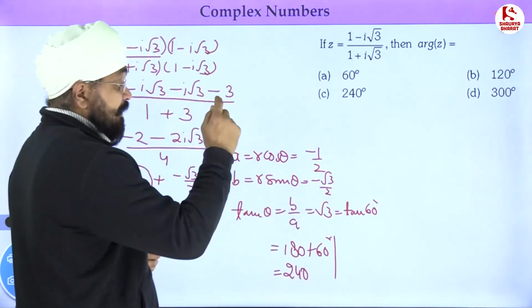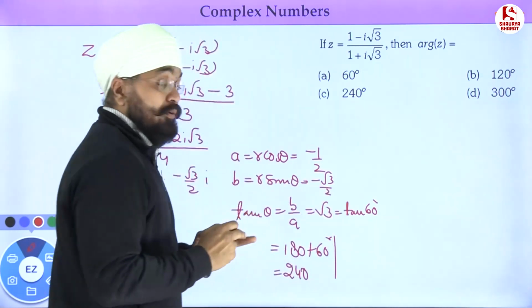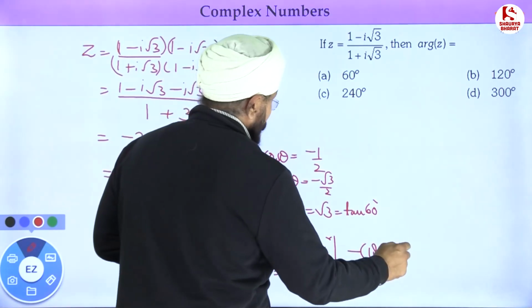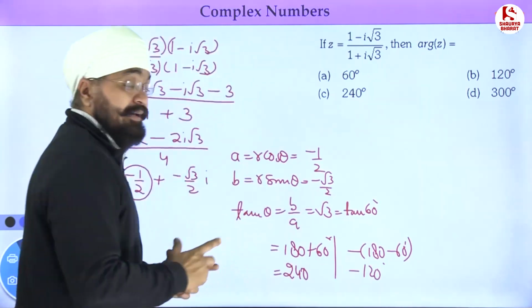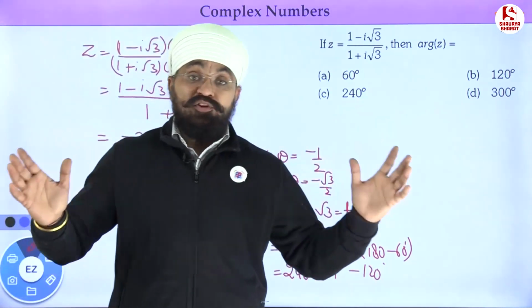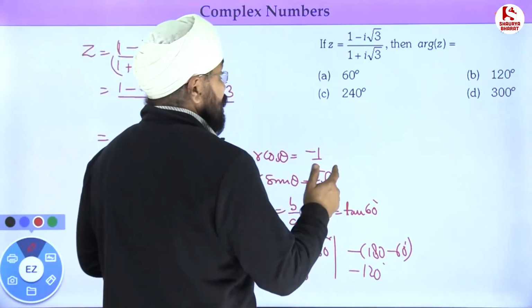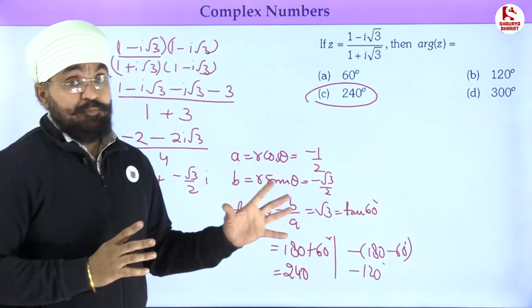Or on the other side, in the third quadrant we can take minus of 180 minus 60. That means we can also take minus 120 degrees. So both are correct. It depends on the span of the angle that you are going to take. Here, since minus 120 is not there, but 240 is given to us, this is the answer of this particular question.